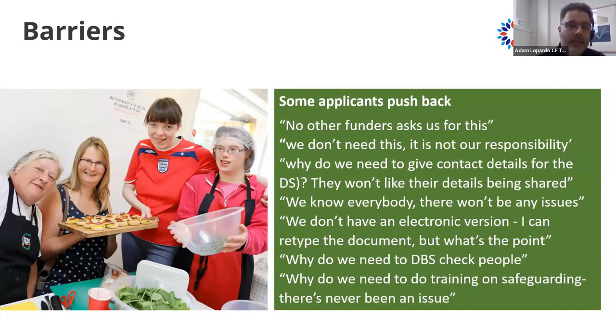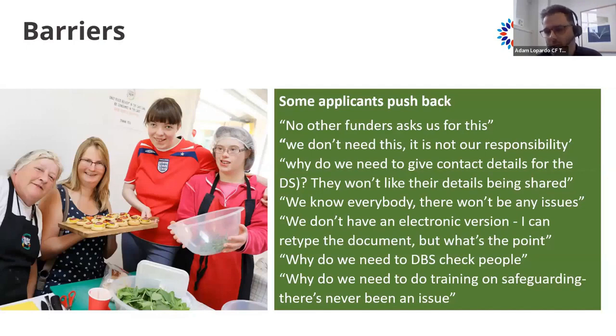One of the biggest ones we get is, other funders don't ask for it, to which our answer is, well, that's an issue with them. We do, we should, and we do. We don't need it, it's not our responsibility. Yes, it is. It's everyone in society's responsibility. We should all be making sure that our communities are safe places for all of us, for everyone.